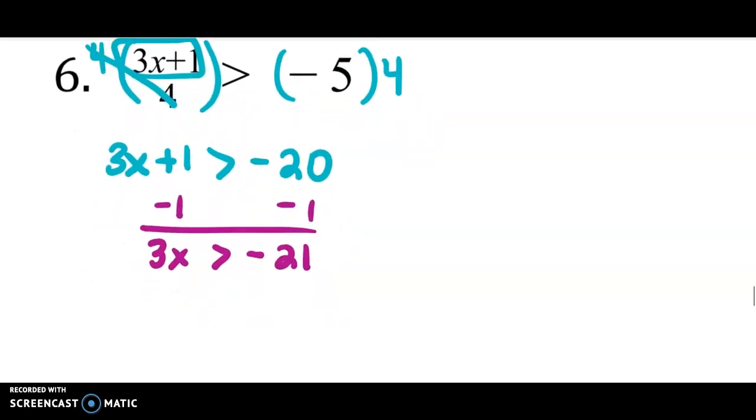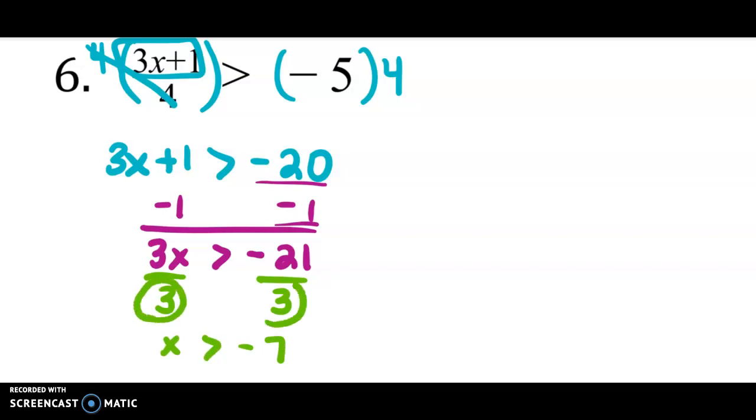Noticing that negative 20 plus negative 1 is negative 21, or noticing that both of them are negative, so we need to add them. The last step would be to divide by 3 to get that x by itself, giving us that x is greater than negative 7. Because the number that I divided by is positive, I don't need to change my symbol.